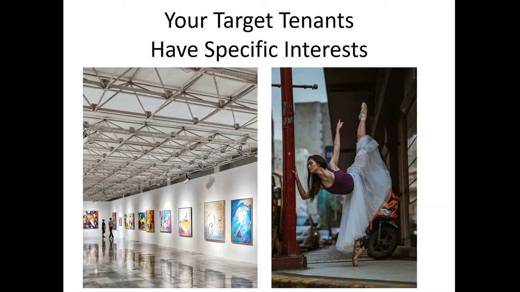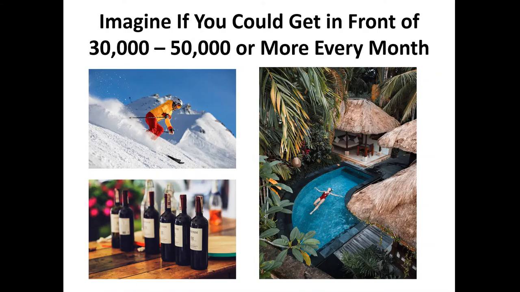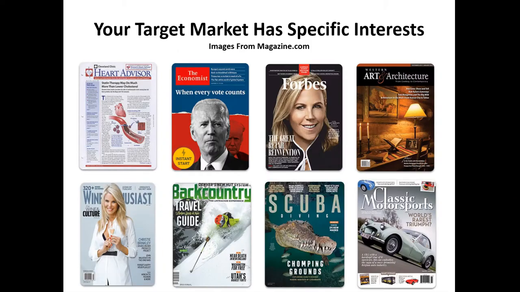Your prospects all have specific interests, and they're traveling all over the internet looking at certain things, and that data is stored, and we can tap into that data. It's called big data. Let's say your prospective tenants have an interest in art or ballet, or they're into powder skiing or exotic vacations or wine. They may be on different websites, medical sites, economic finance sites, art and architecture, wine, backcountry skiing, exotic scuba vacations, and vintage cars. So these are certain profiles that we can set when we set up our campaigns, because we want to get these ads in front of the exact laser targeted profile.